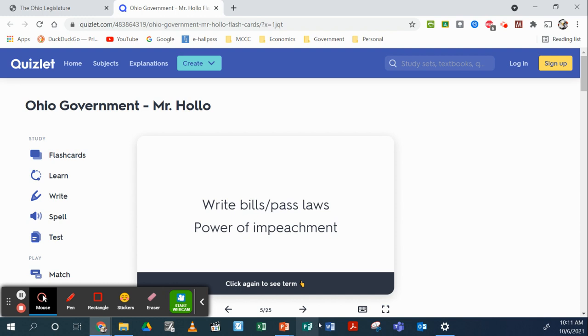Legislative powers. So if there are definitions, I'm going to kind of leave those. Referendum.